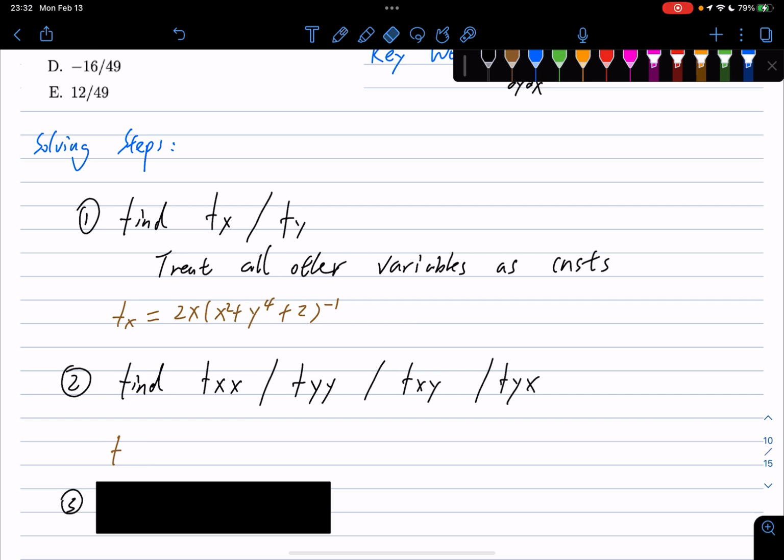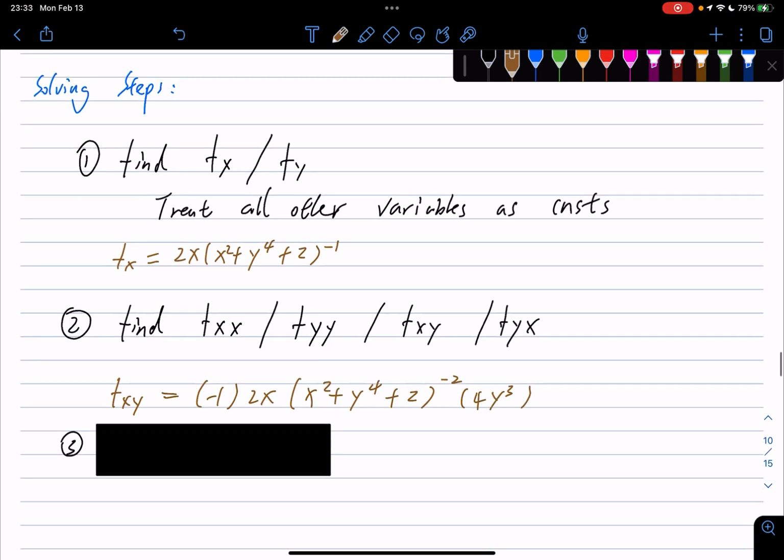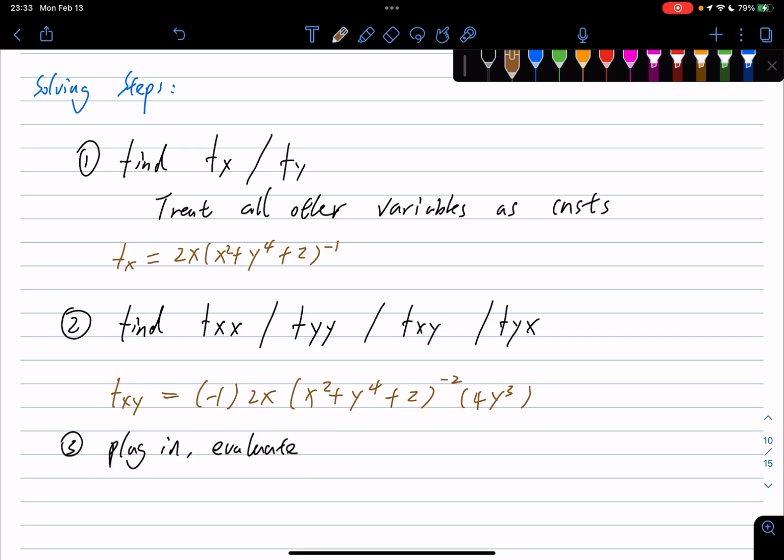So in this case, it's going to be f_xy equals minus 1 times 2x times (x squared plus y to the fourth plus 2) to the minus 2. And then, the negative 1 is coming from the power rule. And then we're going to apply the chain rule again. In this case, it's relating to the y to the fourth. So we're going to have 4y cubed. And then we're going to plug in and evaluate as our final step.